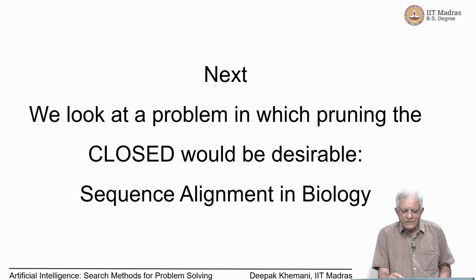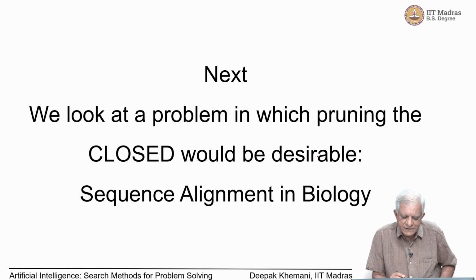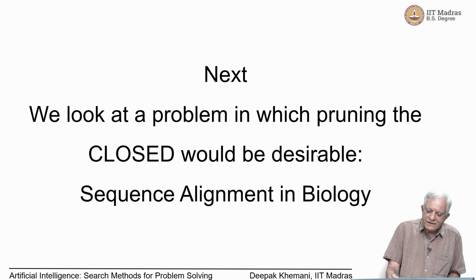Next, we will look at a problem in which pruning of closed will be desirable. This is the sequence alignment problem from biology, and it gives us a motivation for devising algorithms in which the closed list can be pruned essentially.